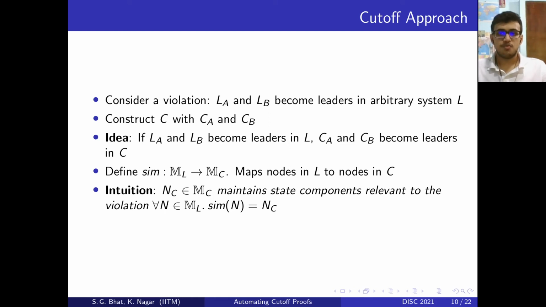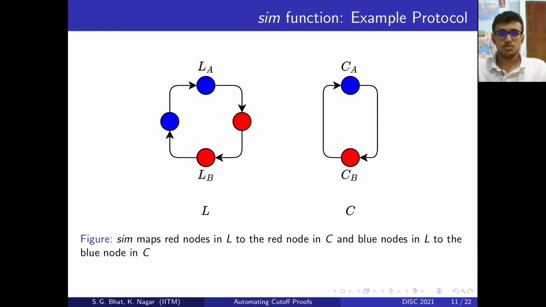To do this, we first define a function sim which maps nodes of the system L to nodes of the cutoff system C. The intuition behind this function is that we want the node NC in C to maintain the state relevant to the safety violation for all nodes N of L which map to NC via this function sim. For our example protocol, we define sim such that all nodes in between LA and LB, including the node LB, are mapped to CB, and the rest of the nodes in L are mapped to CA.